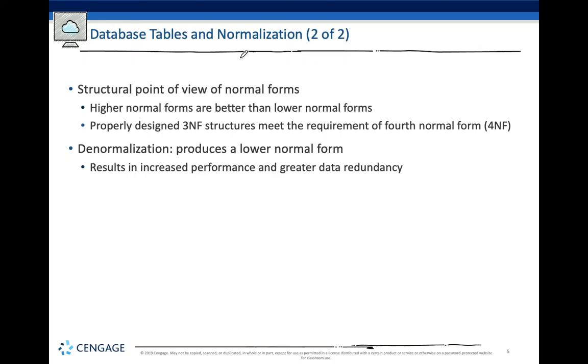So as we were discussing, higher normal forms are better than lower normal forms, meaning the second normal form is better than the first, the third better than the second. Right? There is also denormalization. Now, denormalization generally produces greater data redundancy. However, it also often comes with increased performance.